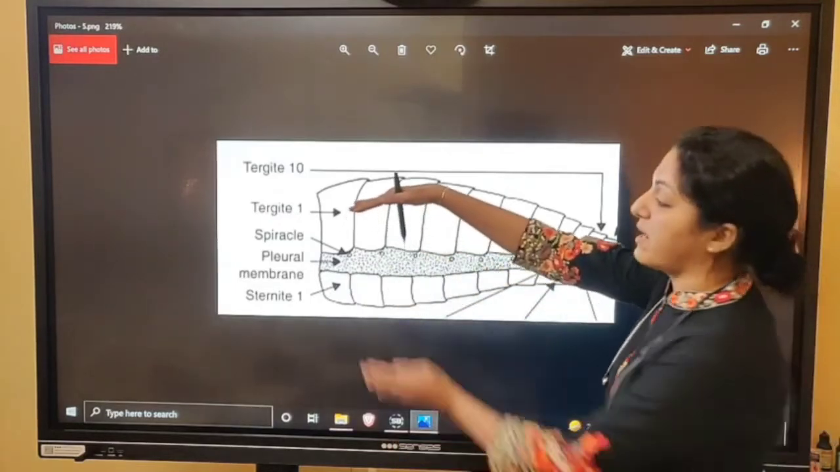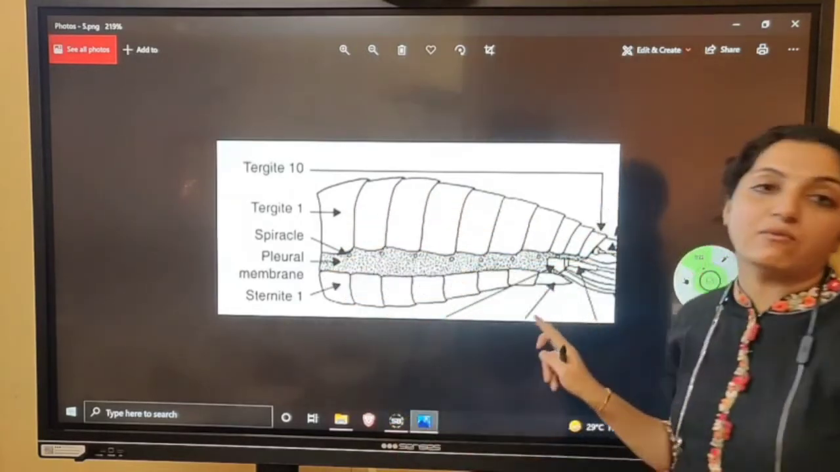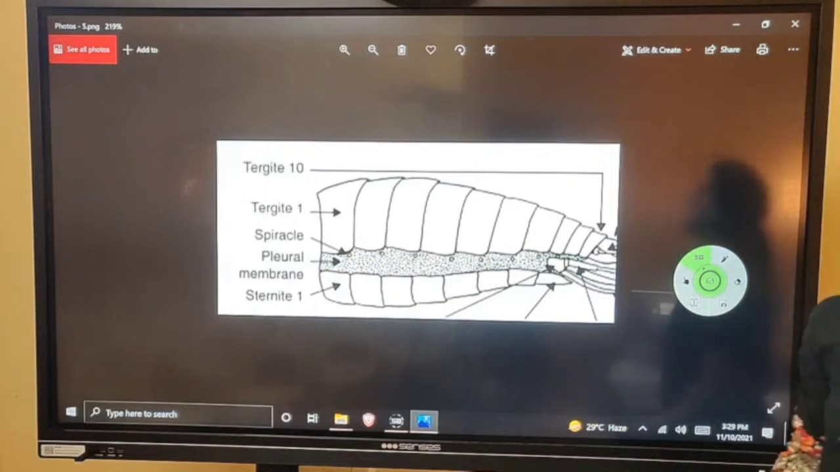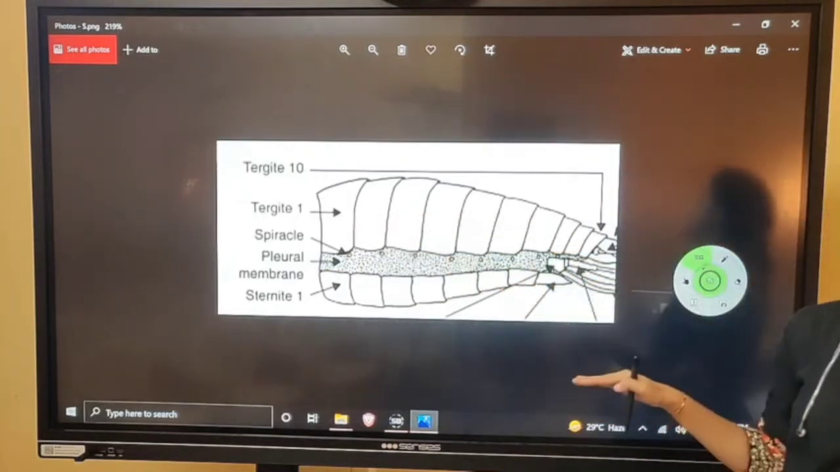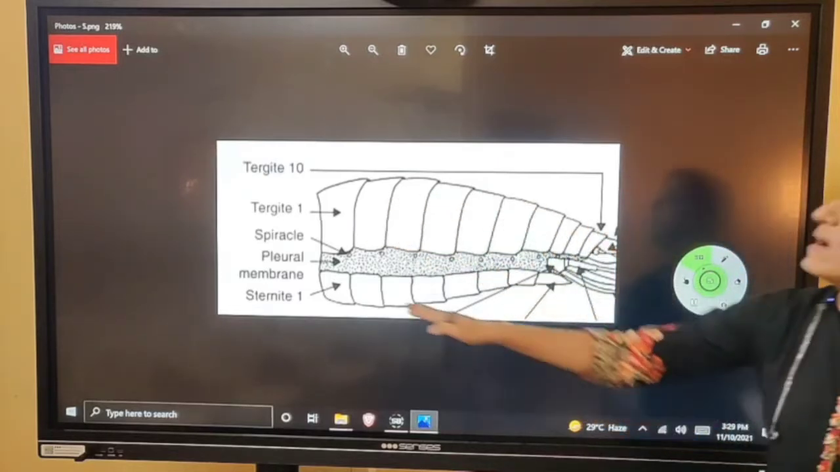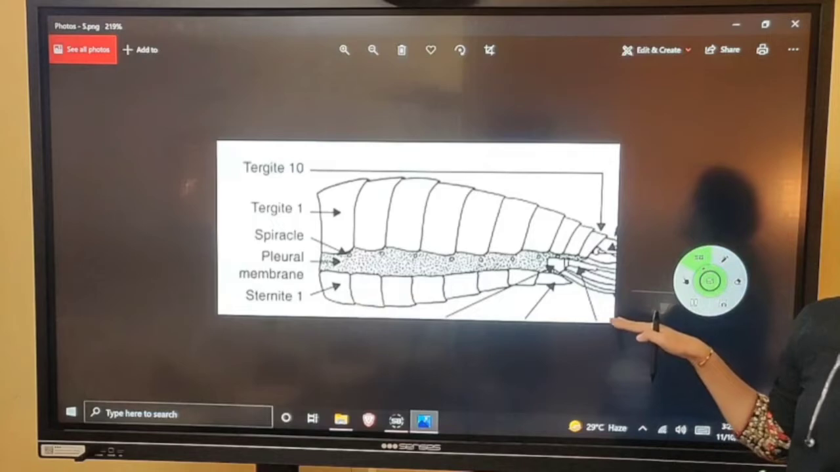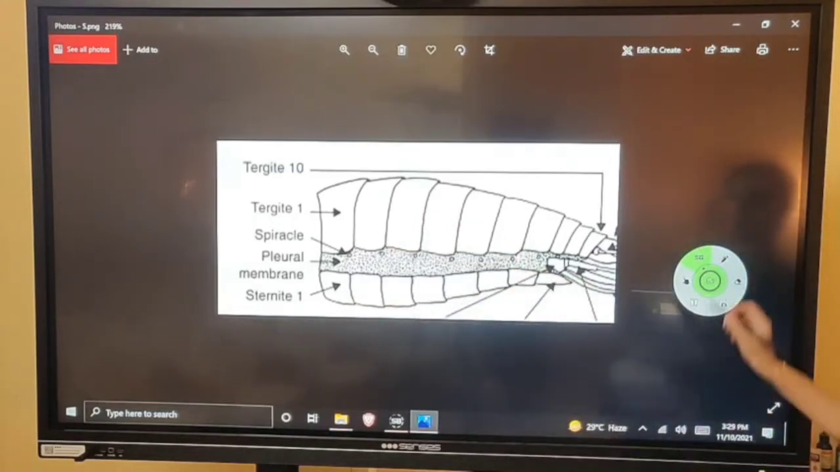ये dorsal side है, ये ventral side है. दोनों का बीच का covering will be the lateral side. So the chitinous exoskeleton is present in pieces. The dorsal pieces are called tergites or the tergum. Ventral pieces are called sternites or the sternum, and the lateral pieces are called pleura.